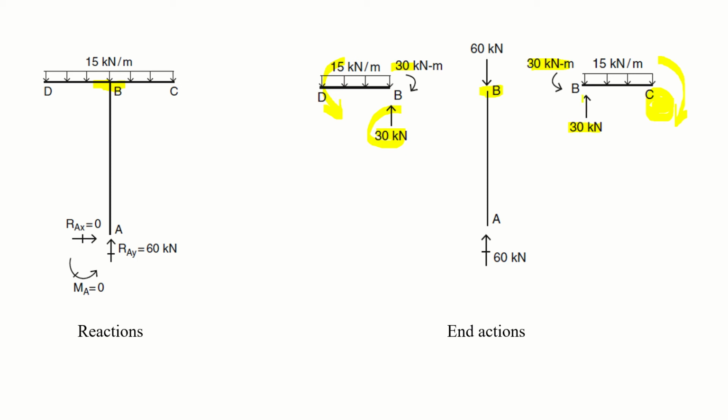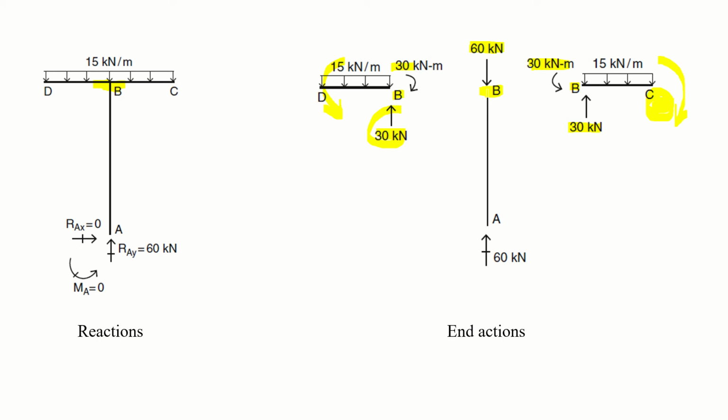So 30 kilonewton is acting upward at joint B here, and 30 kilonewton at joint B is acting here. So 30 and 30, 60 kilonewton is acting upward. So in order to make it in equilibrium, the 60 kilonewton should be acting downward so that joint B should be in equilibrium. So the joint B summation of Fy is now equal to 0 because 60 minus 30 minus 30 is 0. So joint B is in equilibrium.